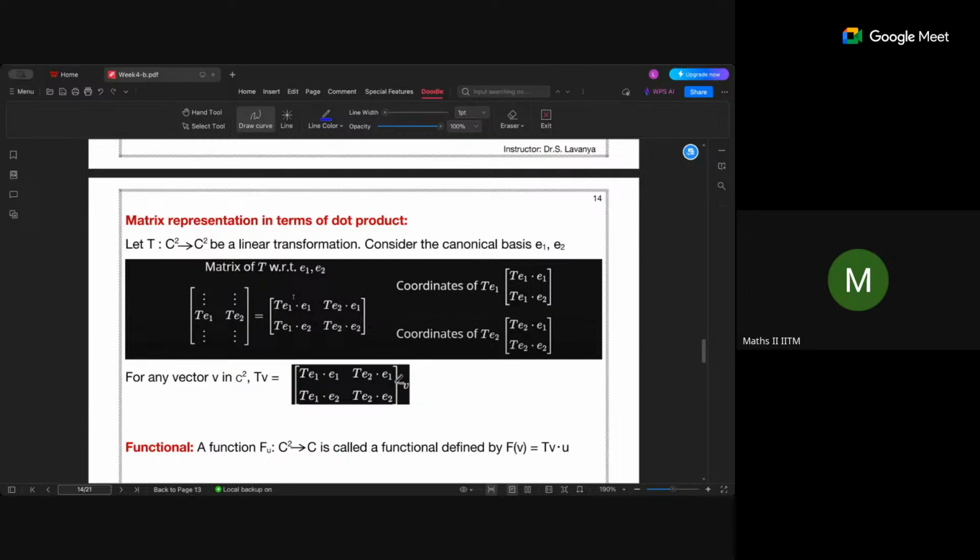Now we are going to see the matrix representation. We already know, given a linear transformation, how to find the matrix representation for a canonical basis. Now we are just going to see it in terms of dot product. What is the matrix representation of this T with respect to E1, E2? The first column contains TE1 and the second column contains TE2. This is what we already know. Now, what are the coordinates of TE1? How will you find the coordinates of TE1 in terms of dot product?